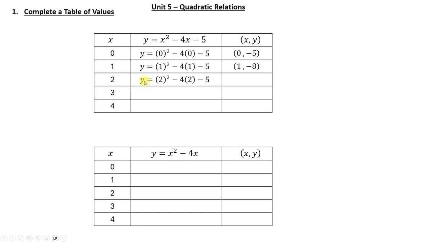Plug 2 in, plug 3 in, plug 4 in. There's our completed table of values.